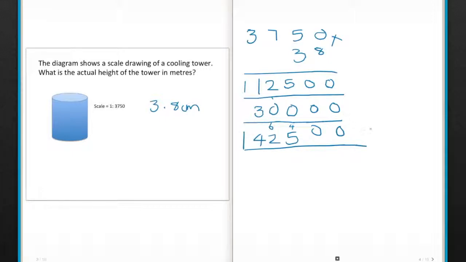Now remember, that's my answer in centimetres, and the question has asked for the answer in metres. So to turn to metres, divide by 100, and the answer is 1,425. But I was timesing by 3.8, not 38. So one number behind the decimal point, one digit behind the decimal point. And there's my answer.